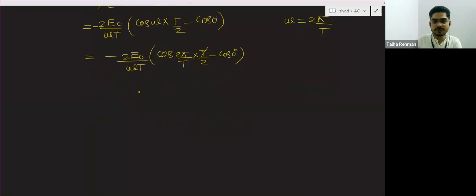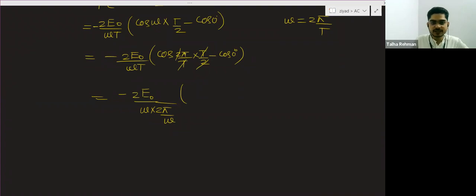Now this T and T will cancel out, and 2 and 2 will cancel out. So you will have this minus 2 E naught by omega T, and here you can also put the value of T. T is equal to 2 pi by omega. So basically here you will have cos pi, and cos pi is minus 1 and cos 0 is 1.